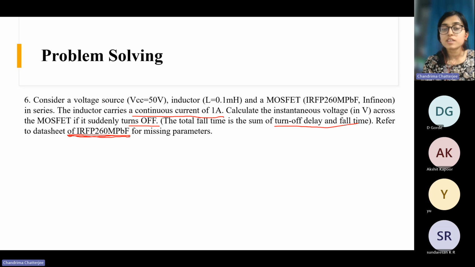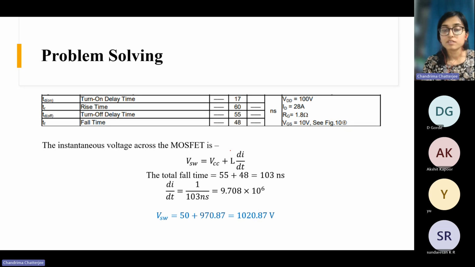Okay. So the same problem. If there is inductance, some L di/dt will come. Okay. So I have taken this data from the device datasheet. So this turn off delay time and fall time, they are given here. First, we need to find out what is the voltage across the MOSFET. So the voltages that we discussed: the supply voltage plus L di/dt. So the fall time is 103 nanosecond. di is what? The current. What was the current through the inductor? It was 1 ampere, right? And dt is the fall time, which is 103 nanosecond.